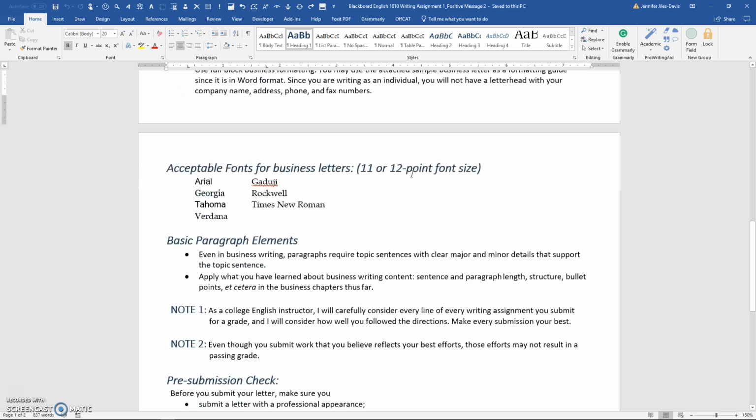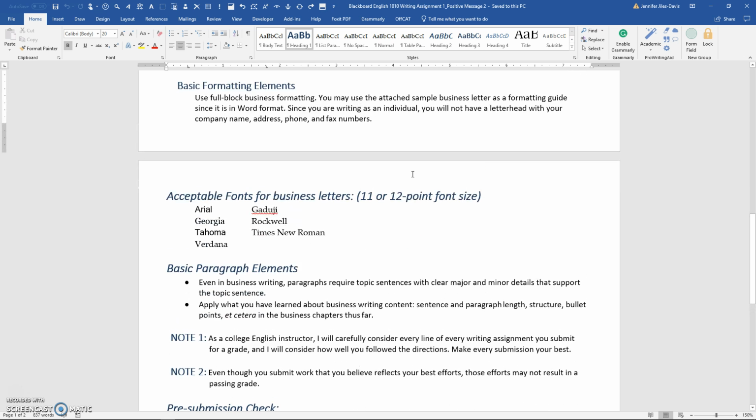Okay, so basic formatting. You guys are going to use full block for business formatting. The example that I provide for you is a full block business formatting. You want to make sure that you are using Word. You can't use Notepad or Google Docs. It has to be Microsoft Word. So please make sure that you've got Microsoft Word on your computer so that you can actually write your paper in Microsoft Word. If you don't have Microsoft Word, you can again go to our syllabus and download the free, or click on the link to the free download of Office 365.